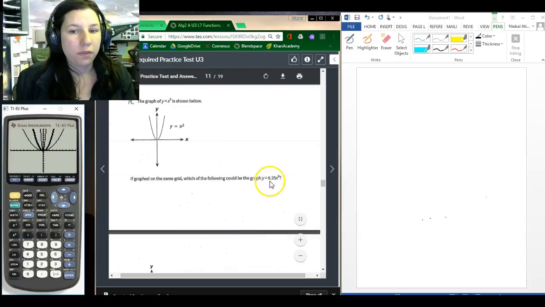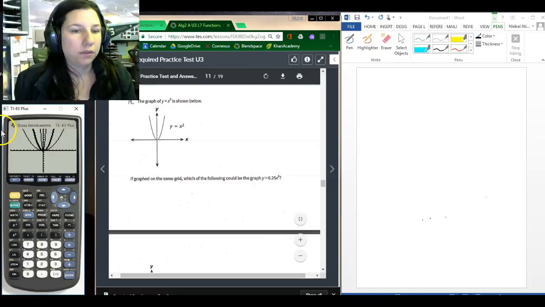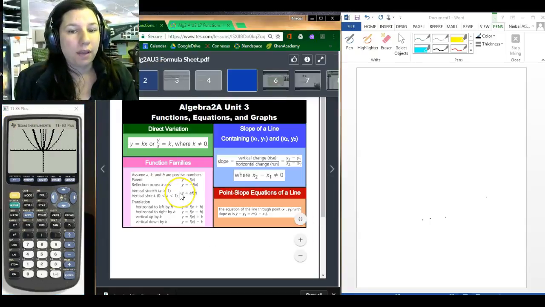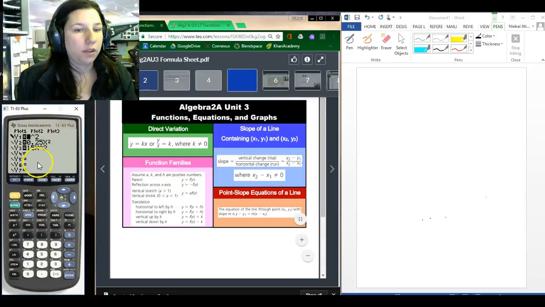Okay, so the bigger the number it is, the skinnier that graph gets, and the smaller the number is, the wider it gets. So a little bit counterintuitive, but remember, you have your formula sheet to help you if that makes sense for you, or again, use the calculator to do those comparisons as well.